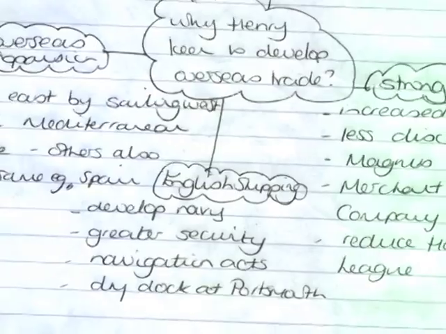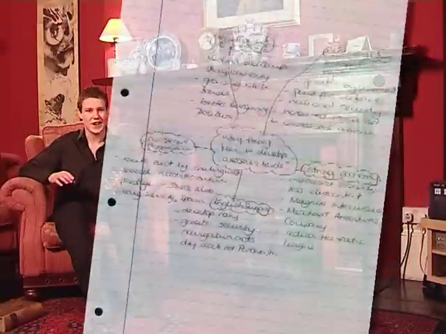Henry looked for ways of supporting and developing trade. For example, the Magnus Intercursus with Burgundy and his support for the Merchant Adventurers Company in London. In his dealings with the Hanseatic League, Henry was keen to reduce its influence for the benefit of English traders. Now, supporting and developing English shipping would also ensure greater national security with the development of the Navy. The Navigation Acts of 1485 and 1489 helped the development of English ships. The creation of a dry dock in Portsmouth shows further Henry's commitment to developing the Navy.